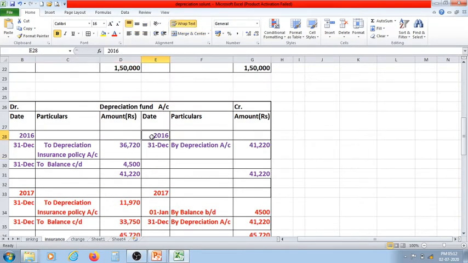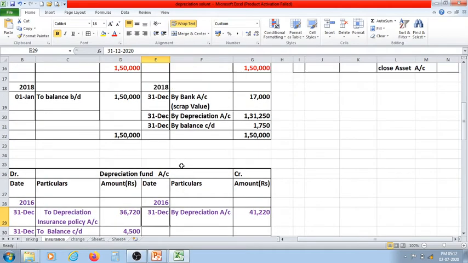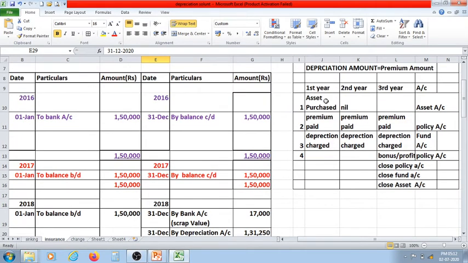Once we write that, we go for the depreciation amount. So we write the year 2016. On the last date of the year, depreciation is charged. An amount equal to the premium, a depreciation amount, is charged: 41,220 by depreciation account 41,220. So 3 entries are passed: asset purchase in the asset account, premium paid in the policy account, and depreciation charge in the fund account.